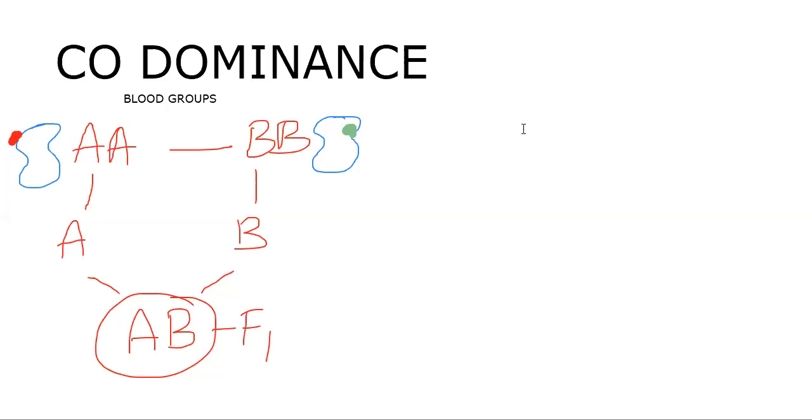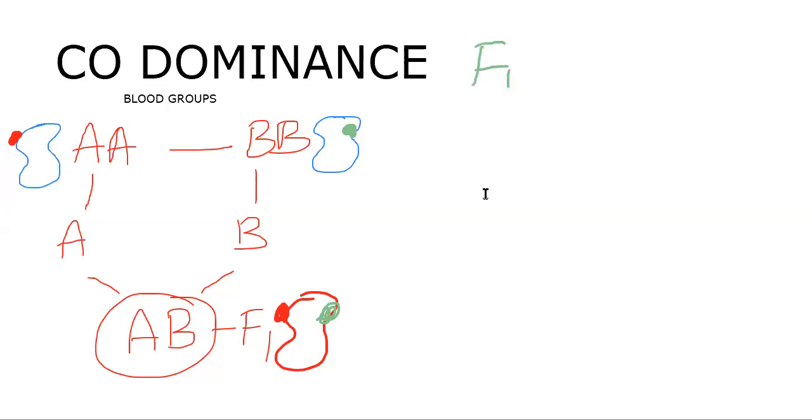What kind of RBC is obtained here in the F1 generation? It contains both factors. The A factor is expressed, and the B factor is also expressed. That means AB blood group. So which one is expressed whenever the two allelic forms of a character cross each other in the F1 generation? Both are expressed. We say it has a codominant factor.